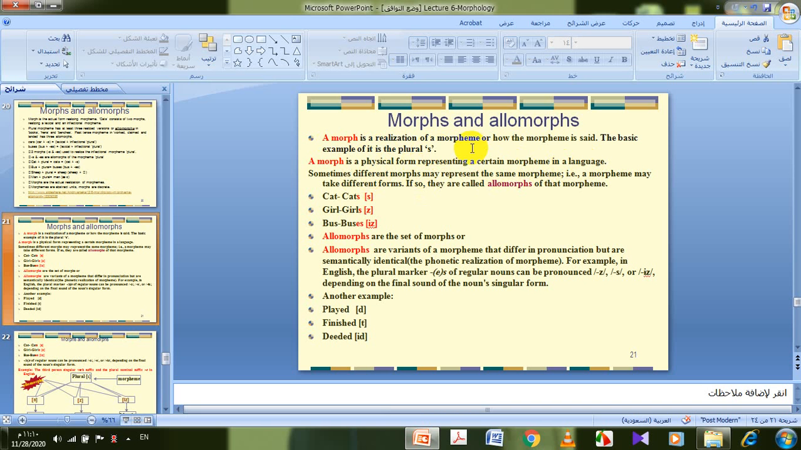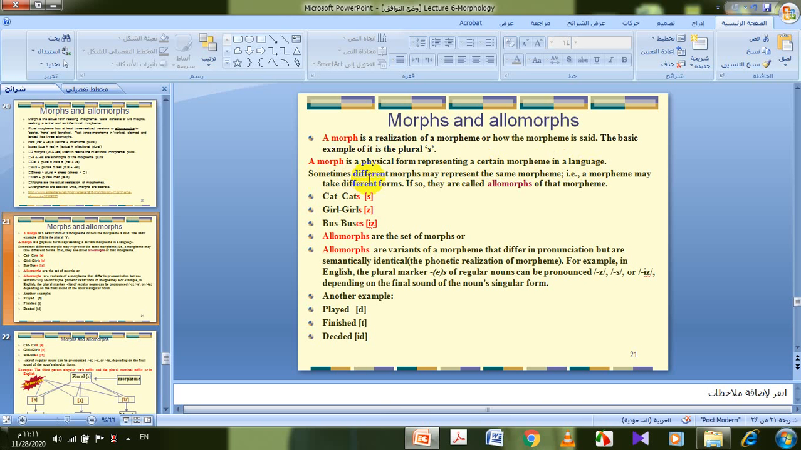So the basic example of it is the plural s, like bus, buses, cat, cats, house, houses. The three are called allomorphs. So a morph is a physical form representing a certain morpheme in a language. That's it. Again, a morph is a physical form representing a certain morpheme in a language. Physical presentation, physical utterance.